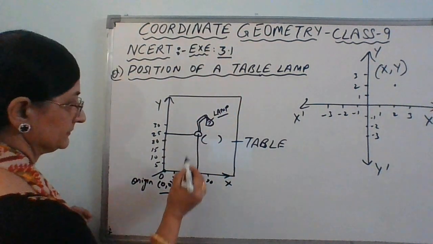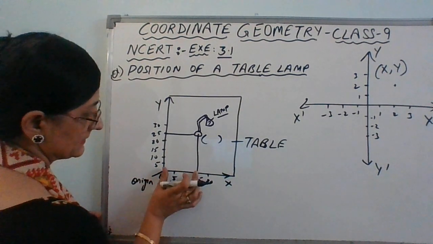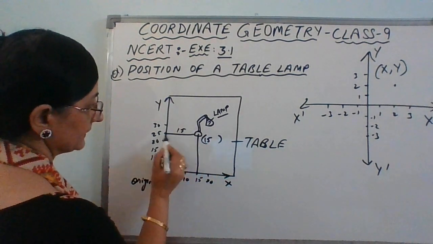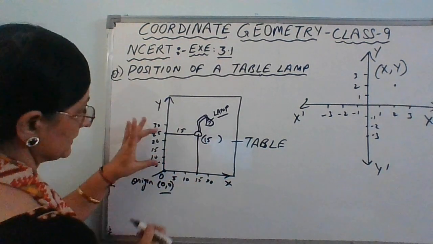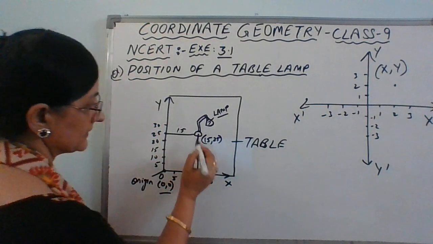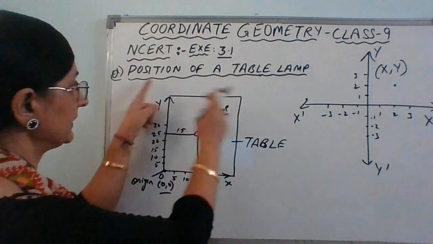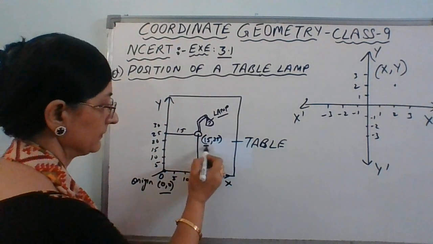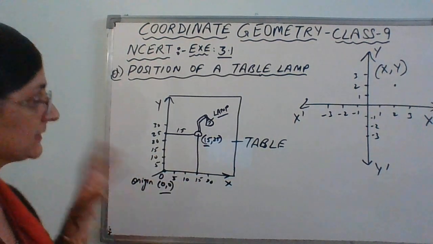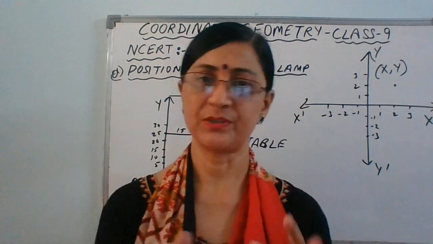So now this distance from here to here on the x-axis is 15. So we write here 15, this portion 15. From here, this is the y part. The y value here is 25. So this is the position of the lamp on the table, 15 from the y-axis, this distance, and 25 from the x-axis. This way we can tell the position of a lamp, or we can tell the position of anything.